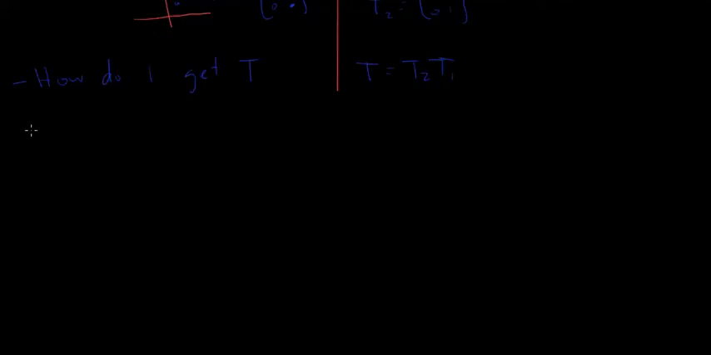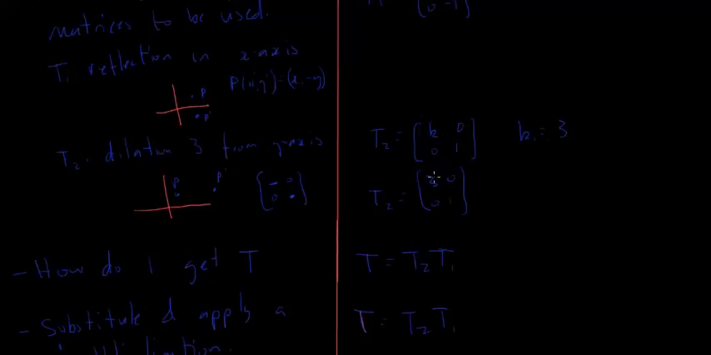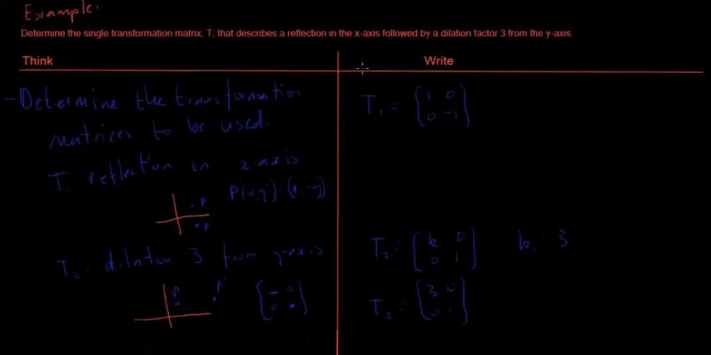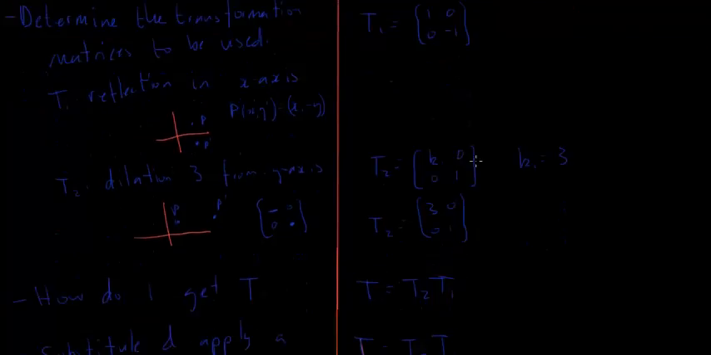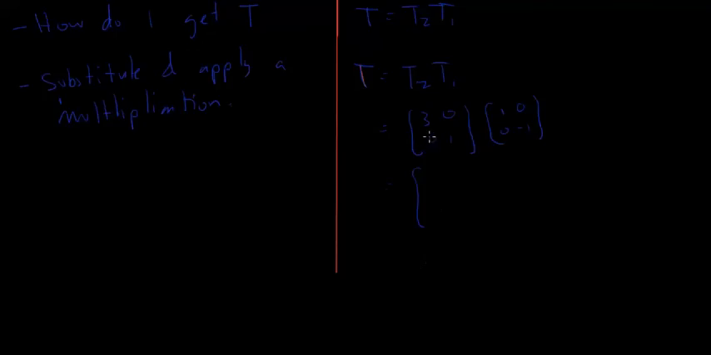Once we've done that, we then substitute and apply a multiplication. So T is going to be equal to T2, T1. T2 is a 3-1 dilation in the x, parallel to the x: 3, 0, 0, 1, and then T1 is a reflection in the y: 1, 0, 0, negative 1. So we can then go ahead and apply that multiplication.